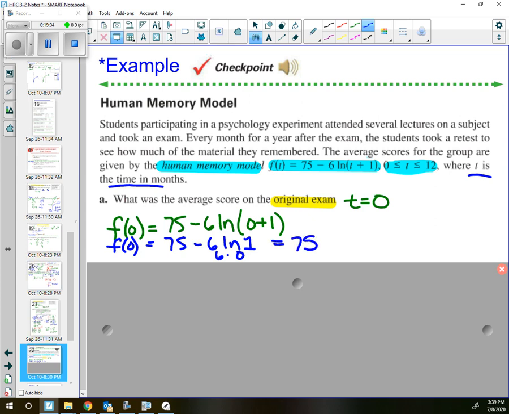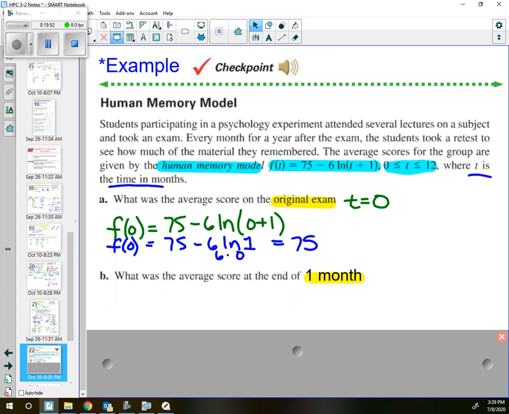You can try typing it in. So think of it like a percentage. On the original exam, they remembered 75%, so that was the score on the original. Now, a month passes, and then they're going to be tested again. So did they remember more or less? Well, probably less. So when we think about this, it's probably going to be going down.